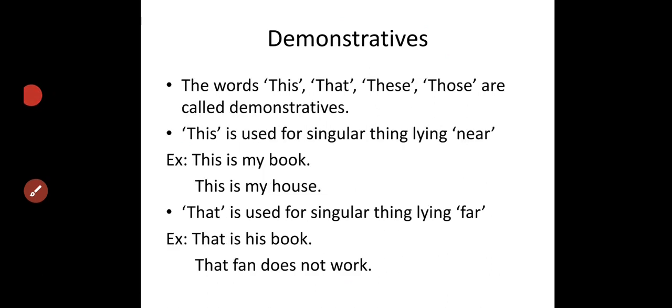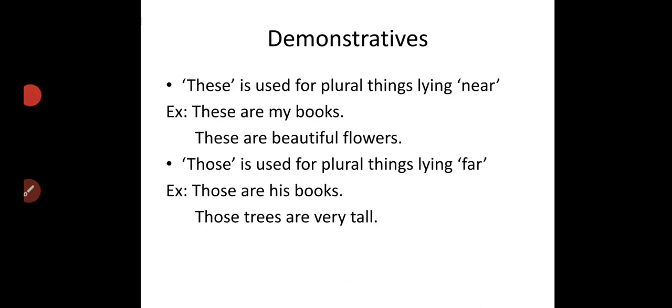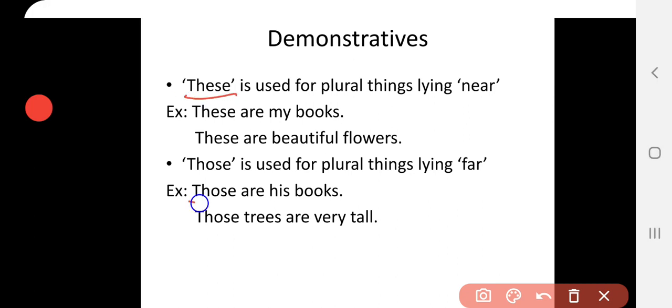Other demonstratives are these and those. These is used for plural things lying near. Those is used for plural things lying far. These and those are also similar in one thing: they are used for plural things. And what is the difference between them? These is used for things near and those is used for things far.